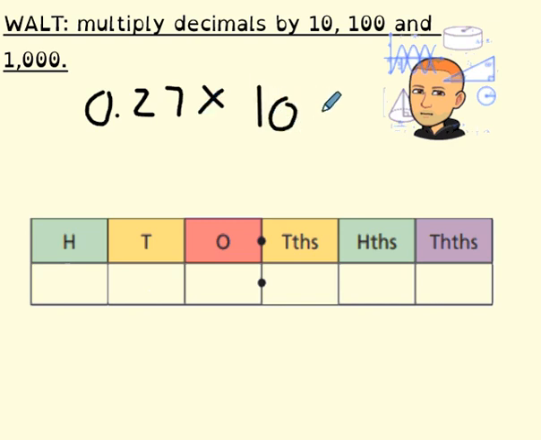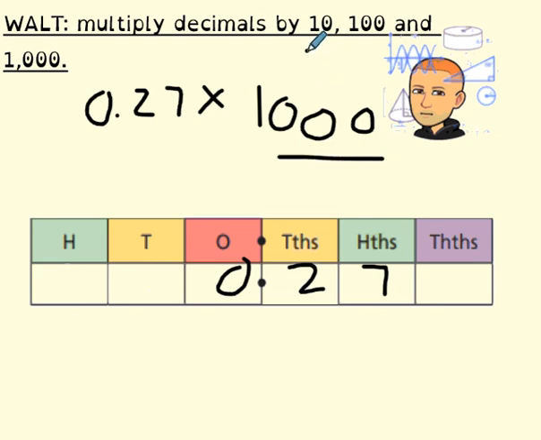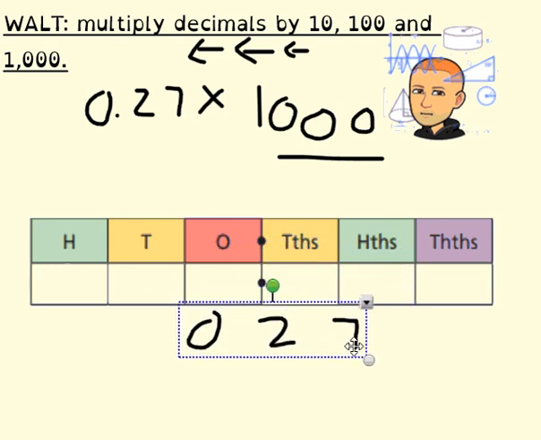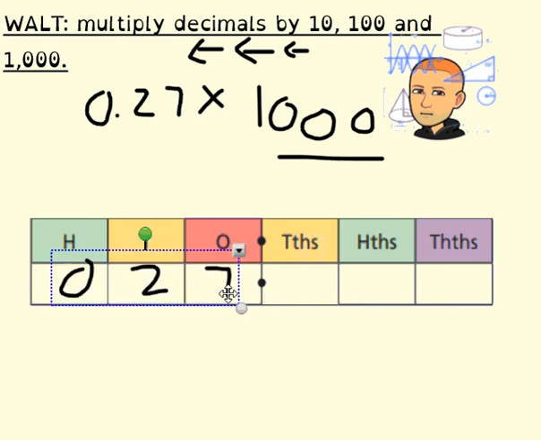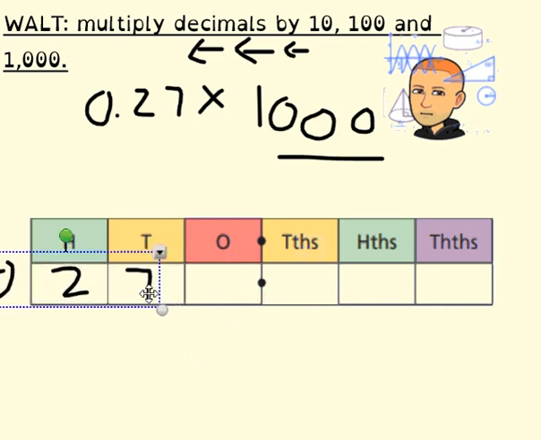Add it into my place value grid. And then because I've got 1000, I'm moving 3 places to the left because I've got 3 zeros. So 1 place, 2 places, 3 places. Now the zeros disappeared off the end. It doesn't matter that it does that.